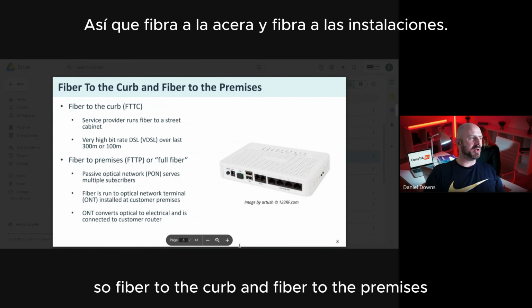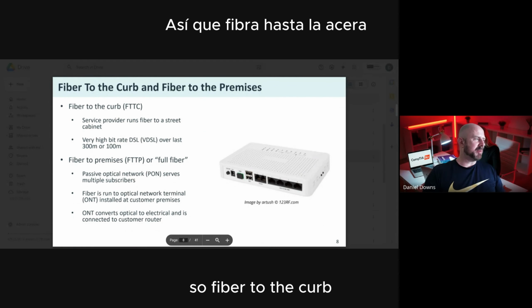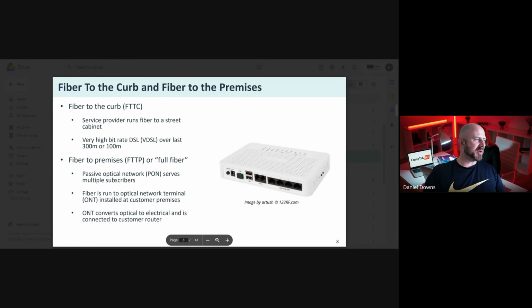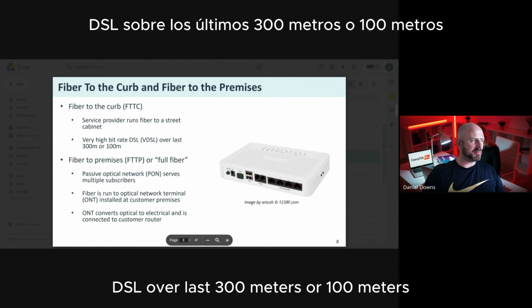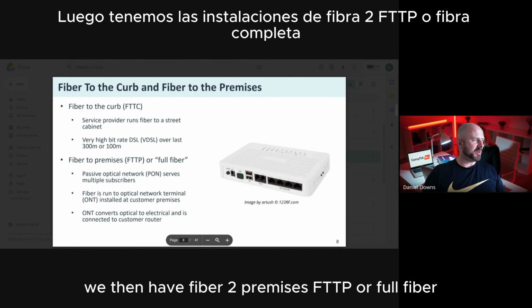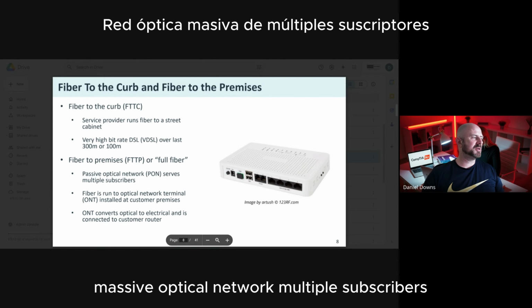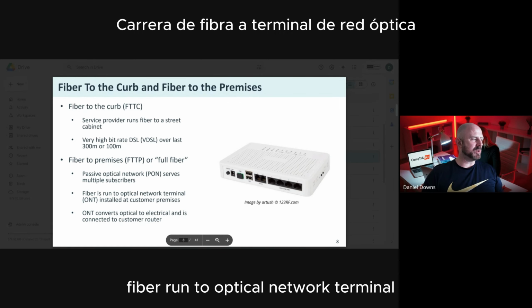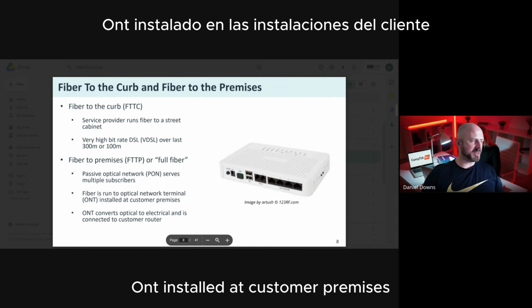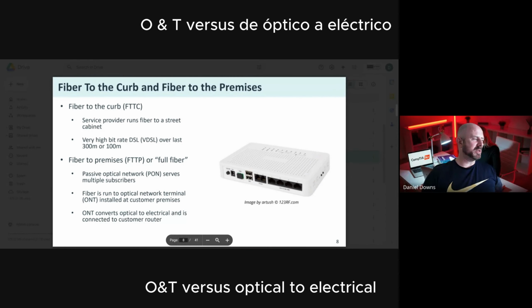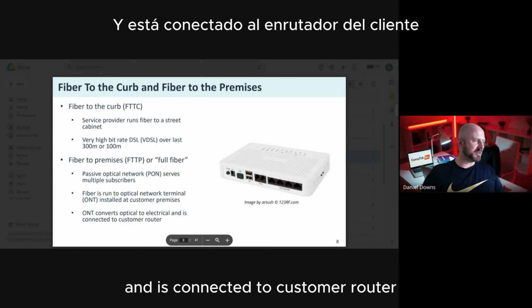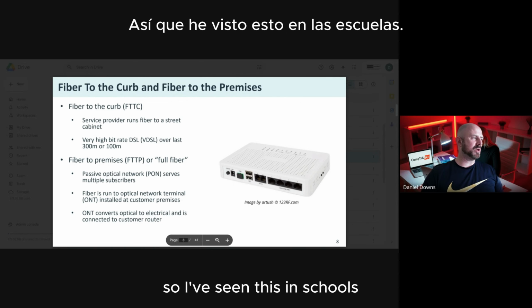So fiber to the curb and fiber to the premises. So fiber to the curb, FTTC, service provider runs fiber to a street cabinet. Very high bit rate DSL over last 300 meters or 100 meters. We then have fiber to premises, FTTP, or full fiber. Passive optical network, multiple subscribers. Fiber run to optical network terminal, ONT, installed at customer premises. ONT converts optical to electrical and is connected to customer router. So I've seen this in schools.